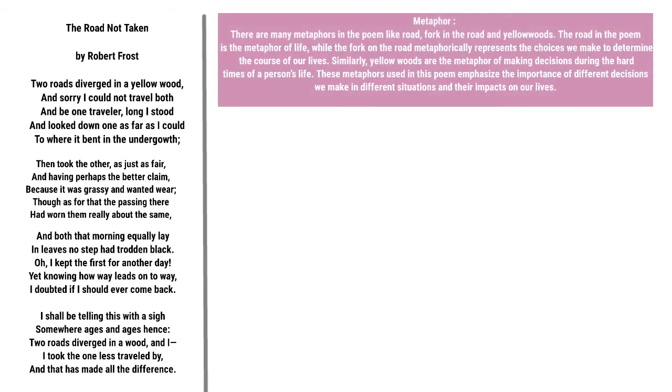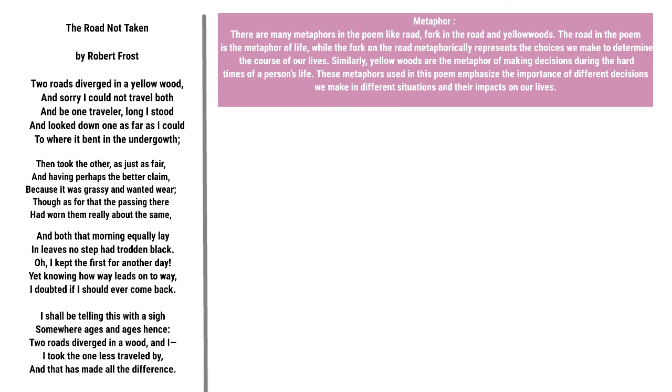First is metaphor. Metaphor is a figure of speech in which a word or phrase is applied to an object or action to which it is not literally applicable. And there are many metaphors in the poem like road, fork in the road, and yellow woods.